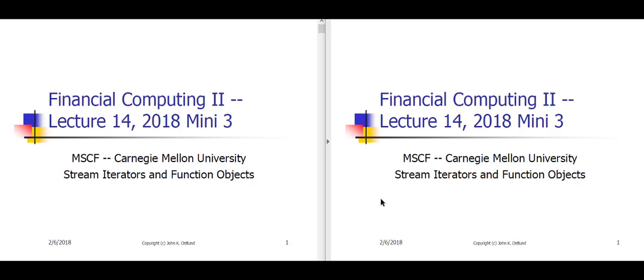Here in Lecture 14, we're going to take a look at stream iterators, which allow you, for example, to have the result of a copy or transform or for each algorithm go to the user's screen instead of into some container. And we're also going to take a look at function objects, which are yet another way, in addition to ordinary functions or template functions, of providing operations to algorithms such as transform and for each.